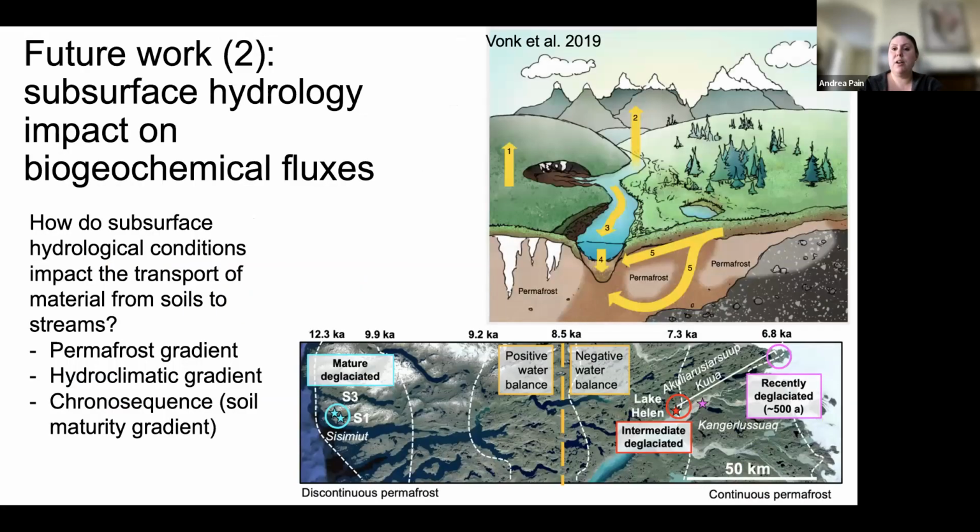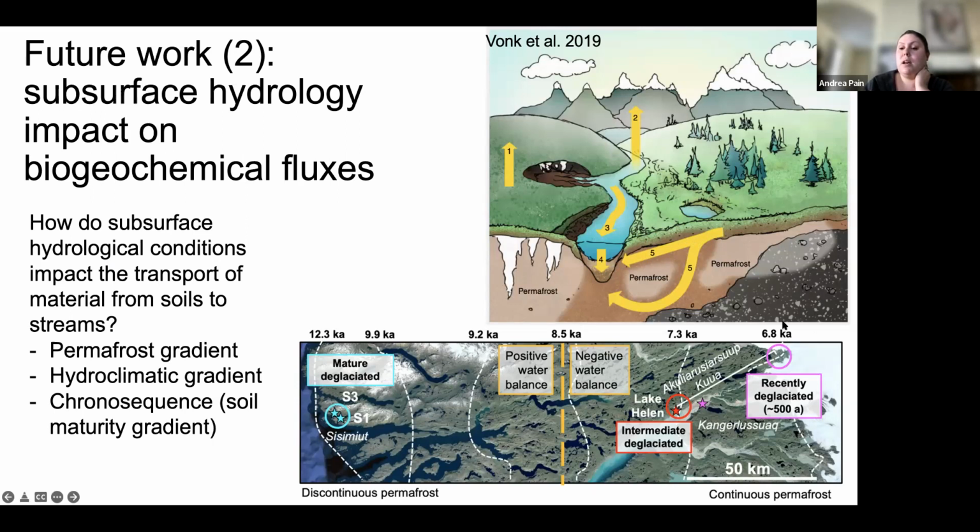A second research area is looking at how subsurface hydrology impacts the transport of material from soils to streams. So if we look at this diagram here, carbon moves through permafrost impacted landscapes in many different ways. One of the least well understood ways is how it moves through the subsurface where it can eventually be exported in streams. So along with the deglaciation transect that I showed you today, there's also a gradient in permafrost and hydroclimatic conditions across this gradient.